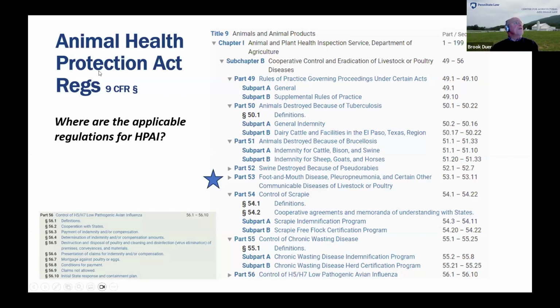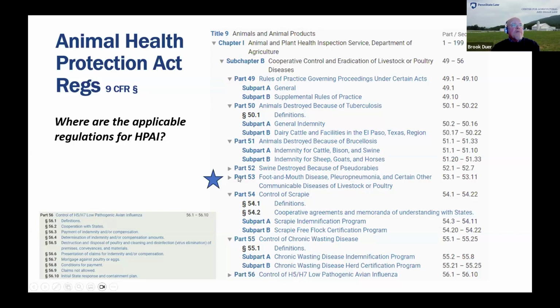Okay, so that's compensation. Indemnity is the term of art for paying for the animals. Now, here are the regs under the Animal Health Protection Act. Again, we're in this process of examining this statute and how broad it is. But then you look in here, these are the regs. This is all there exists of the entire regs under the Animal Health Protection Act. Not that it's inadequate. It's just that you don't see high path avian influenza in here anywhere.